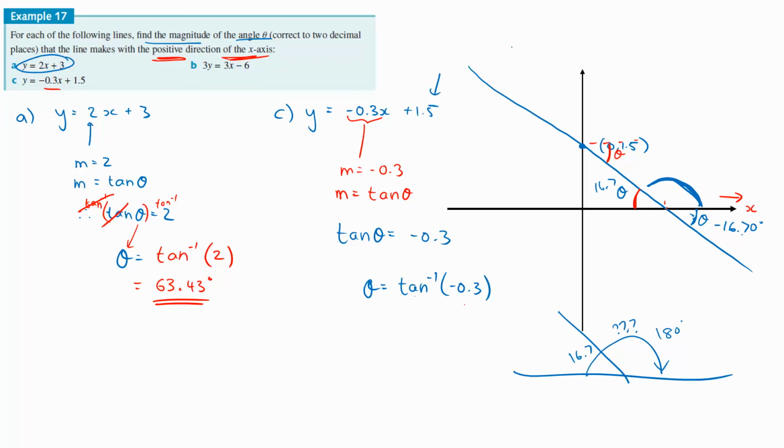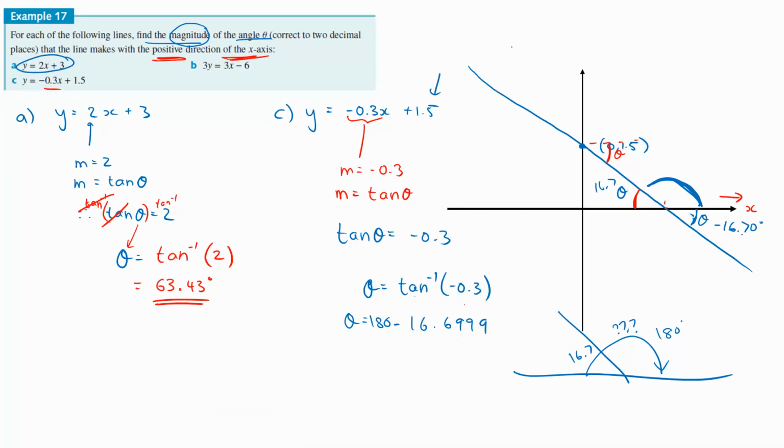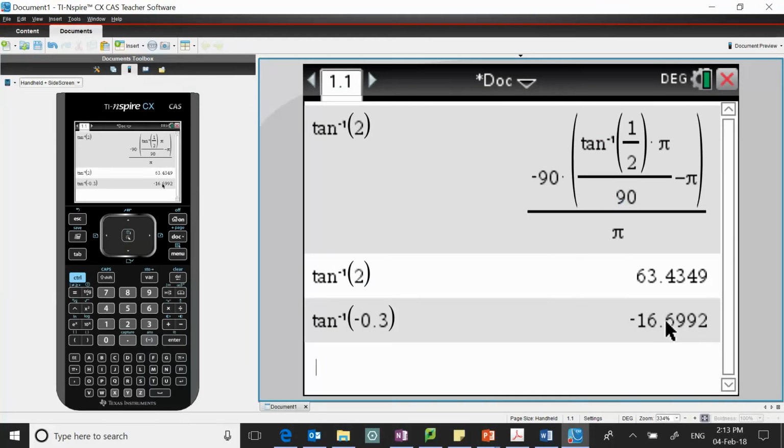So that's where it gets tricky. When you have a negative gradient, you just have to make sure you are taking the magnitude. Magnitude means the value. Don't worry about the sign. So tan inverse of this, we had 16.699. I'm going to keep it as it is. And then we know that the only way to get the proper answer is that theta equals 180 minus that. Sorry, sometimes my mouse just sort of moves up and down, so you might get this seizure effect. Okay, so to answer the question, 180 minus 16.699 would be my actual angle, which makes more sense.